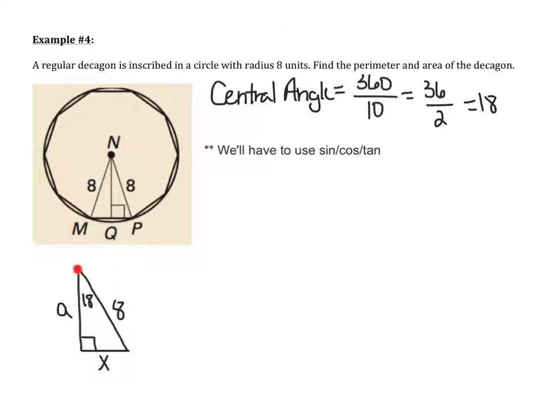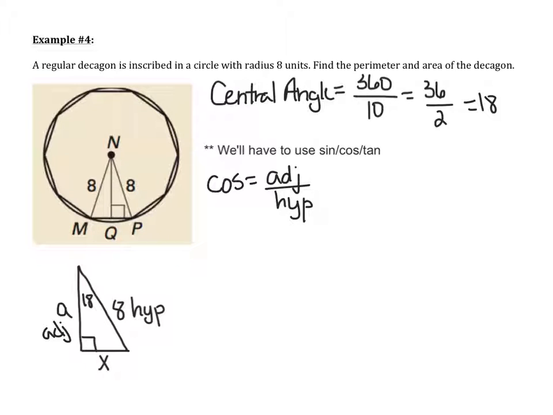We are given that this length is 8, which would be the hypotenuse. So that means I'm going to use sine and cosine since they are the only two that have the hypotenuse in it. So again, this is the hypotenuse. Let's look for the apothem first. So the apothem is adjacent to the 18 degrees. So cosine is adjacent over hypotenuse.